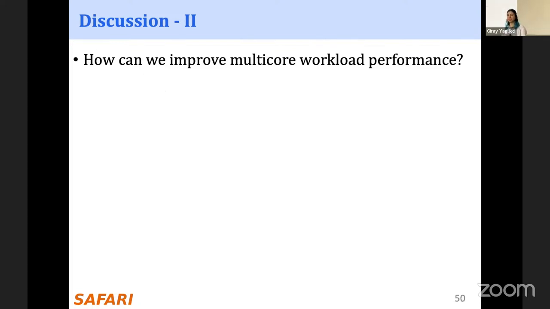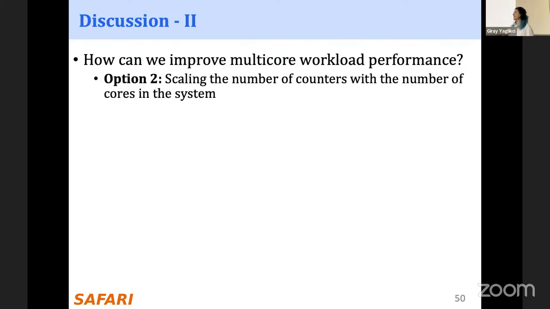There is another option that I listed here. Do you have any other ideas, or you don't need to guess what I wrote there, but any other ideas how to solve this problem? Maybe I can just show it.